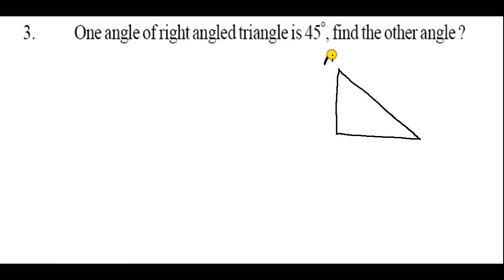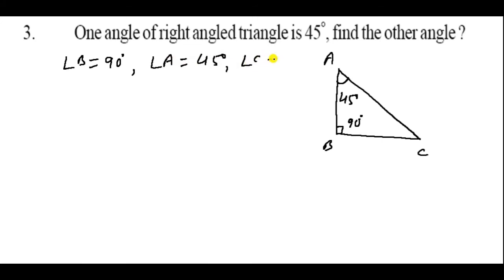This one is a right angle triangle, ABC. This angle is the right angle, that is 90 degrees, and one angle is 45 degrees. Suppose this angle is given as 45 degrees. So you can write here angle B is equal to 90 degrees. And what about angle A? Angle A is given as 45 degrees.